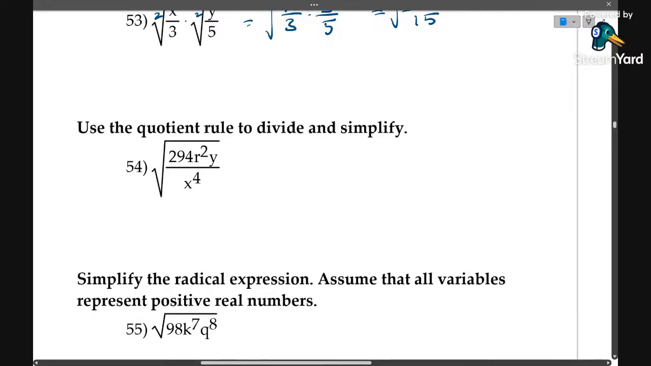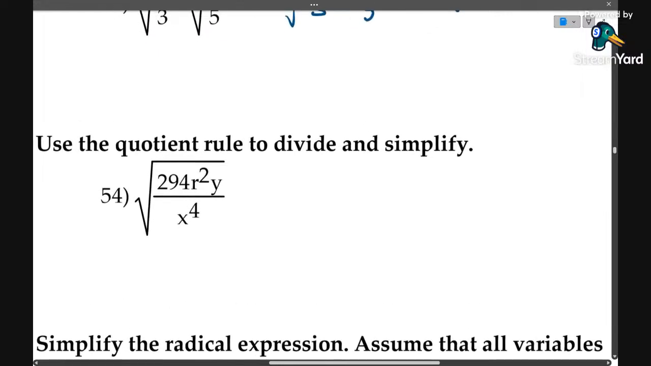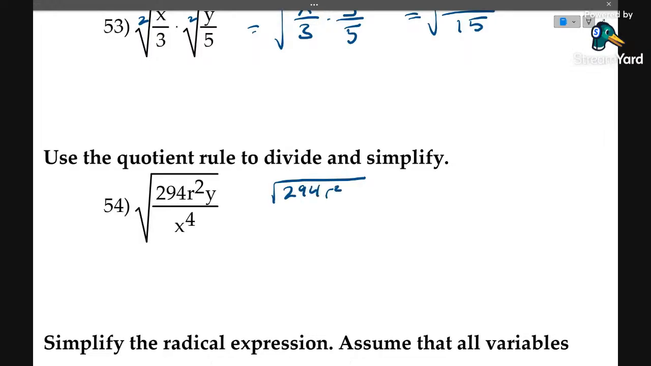So our quotient rule means that we can take the root of the numerator and the denominator separately. So we can look at those independently. And we can say, okay, well, I've got the square root of 294 r squared y, and I've got the square root of x to the fourth. And if we try to take the square root of 294, it gives us an irrational number. So we can't take the square root of 294.